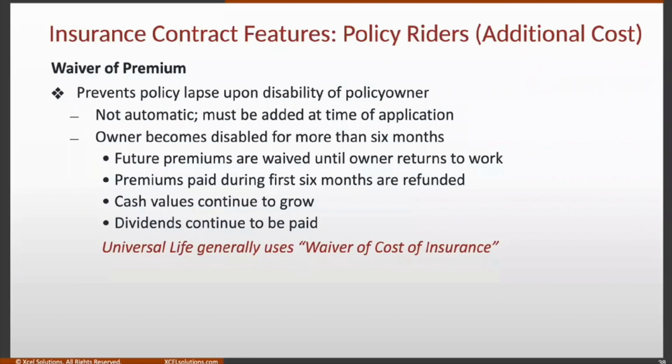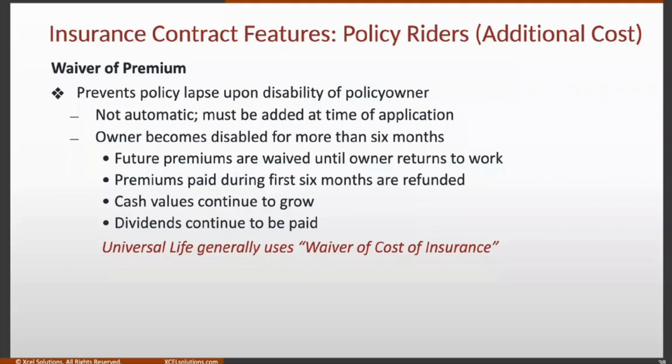If the owner becomes disabled for more than 6 months, it won't kick in right away. There's usually a 6-month waiting period when the waiver of premium rider will not pay. But once that person remains disabled for a full 6 months, after that 6-month period of time, the waiver of premium rider will kick in and pay the premium on the policy moving forward so that the policy will not lapse. The premium is being paid by the waiver of premium rider. So if the owner becomes disabled for more than 6 months, future premiums are waived until that owner can rehabilitate and return to work. And the doctor would have to sign off that they are able to return to work.